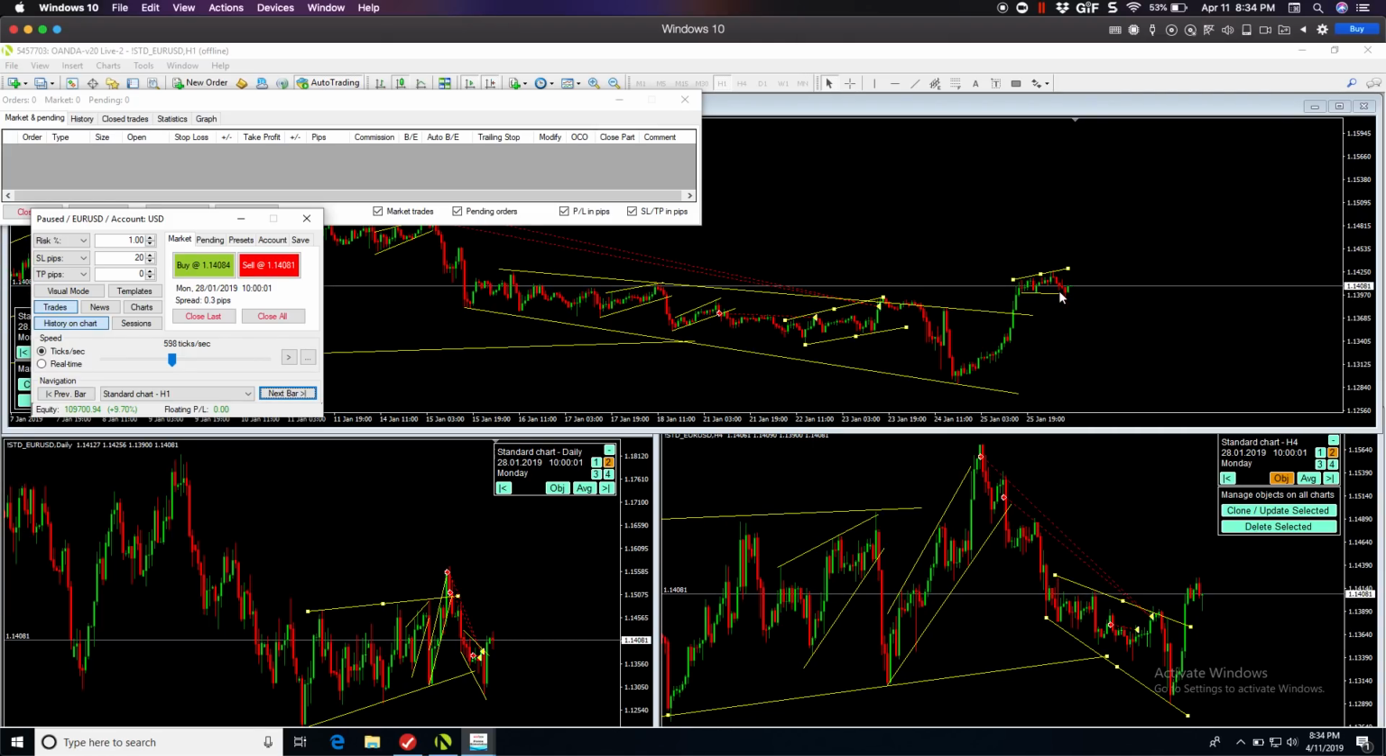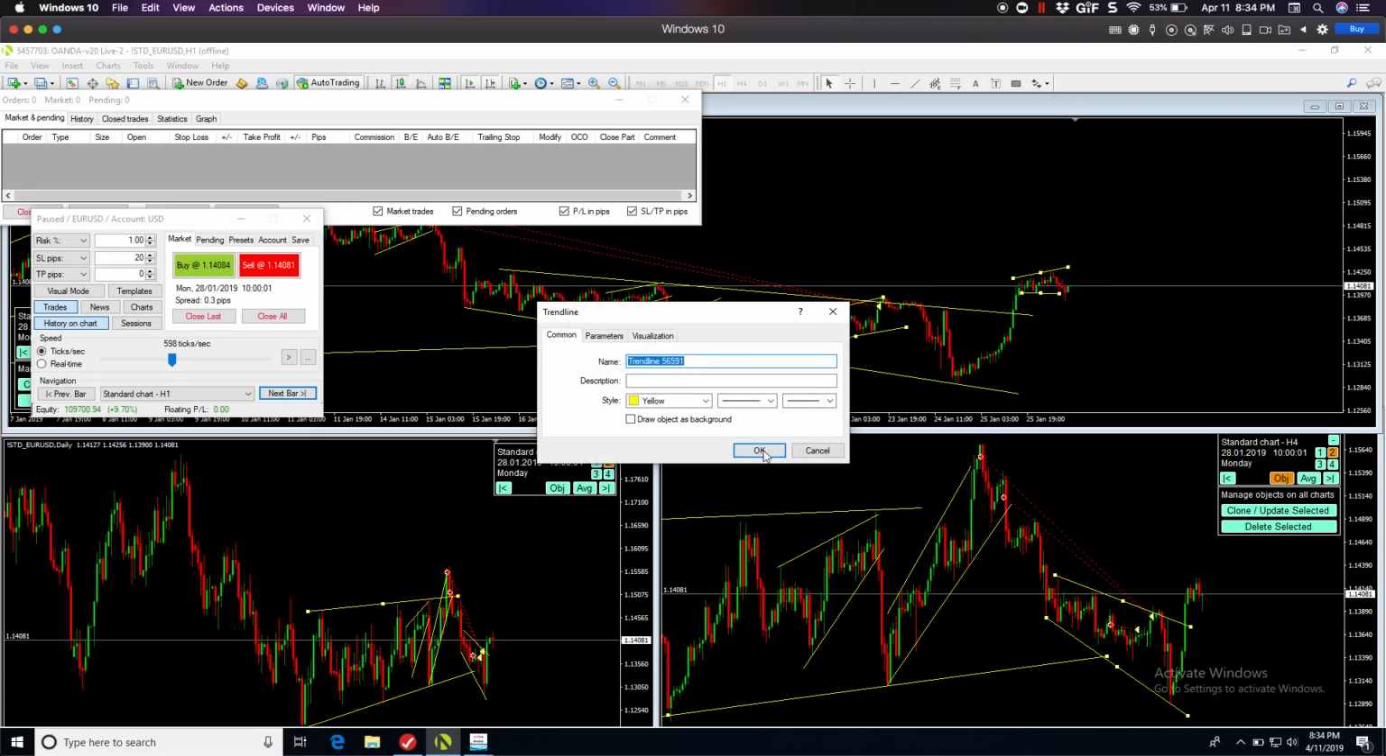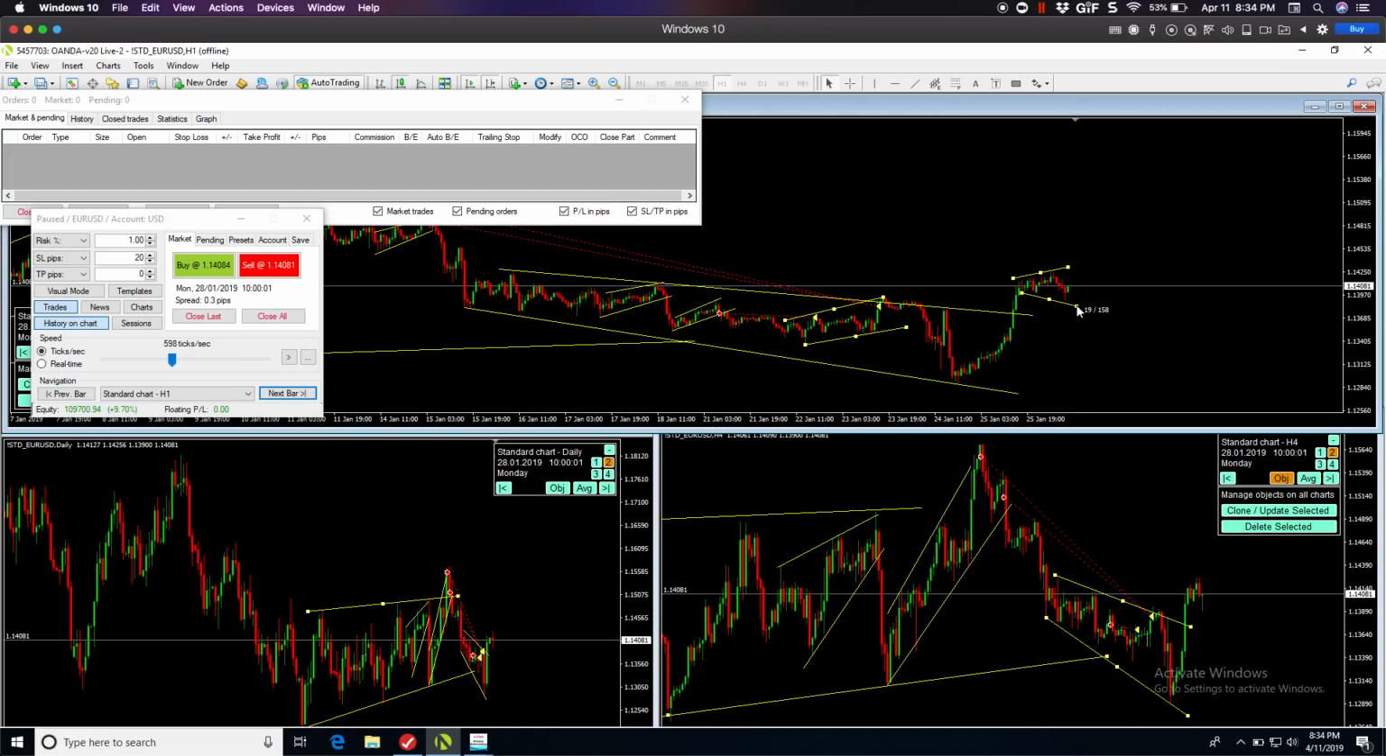There we go. So let's draw this into the wick if I can click it. Apparently it's being finicky now. That's okay. Anyway, there we go. Just see what we get here. So basically what we're seeing is we have this expanding triangle, which is a continuation pattern. We've rejected the low here.